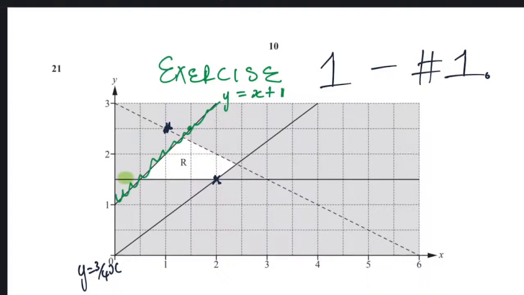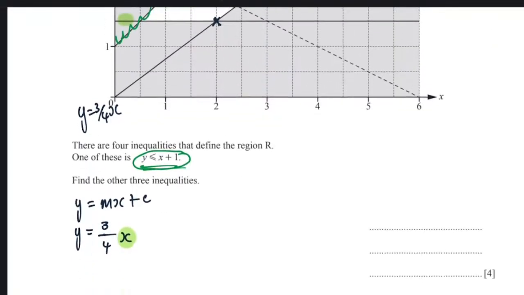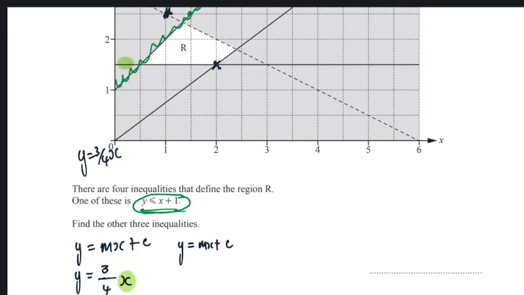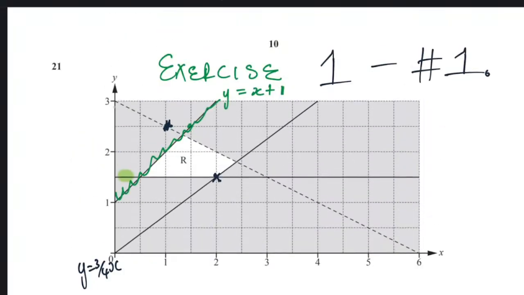Then here, you just need the equation. Again, do the same thing. So you'd say you have your y is equal to mx plus c. Again, to get your m, how many steps did it move in the y?